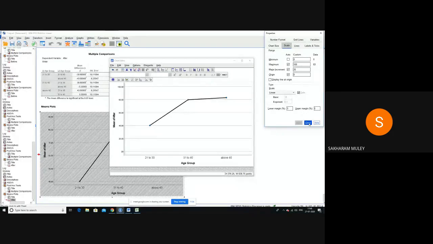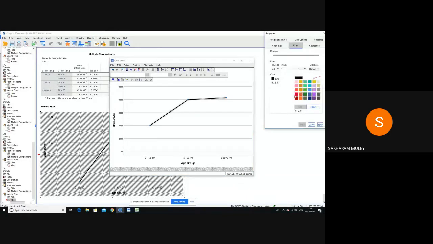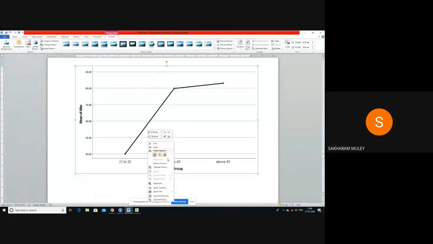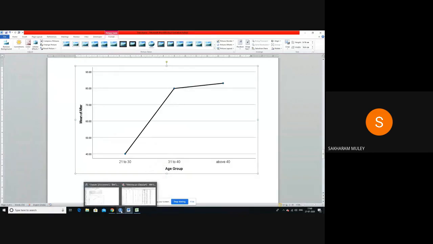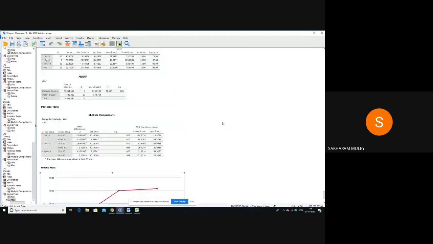You can even select this particular line, and if you want to choose a color for this line, you can make the changes. You can change the line color and all such changes. Just close the window. But once it is brought into a Word document, you cannot make any changes. It becomes an image. So changes are only possible when it is in the SPSS window. And here you can do some changes. So this is how we use ANOVA.